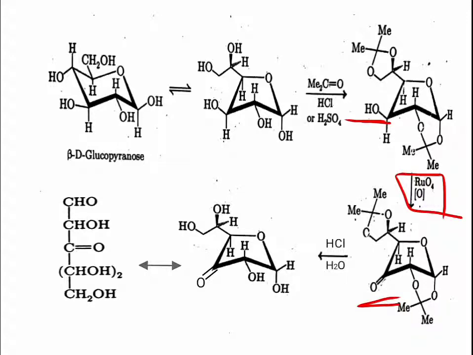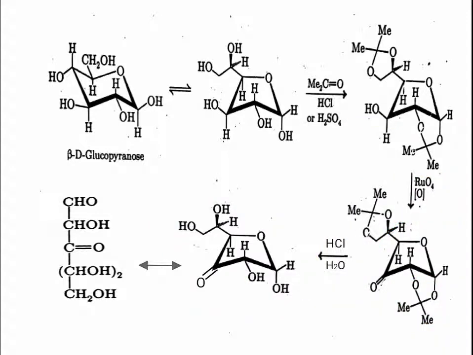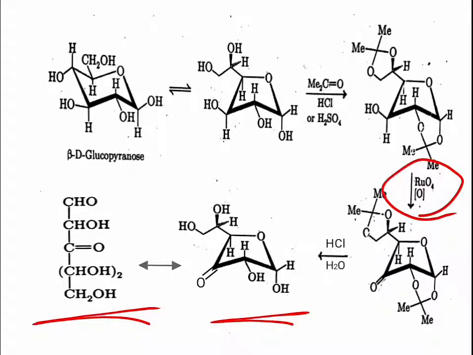So if you add dilute HCl, this isopropylidene derivative will be opened up and you will get back the hydroxyl groups. So this is in chair form and this is in open ring structure. Just remember this one, the ruthenium tetroxide, which can oxidize this CHOH to C=O.